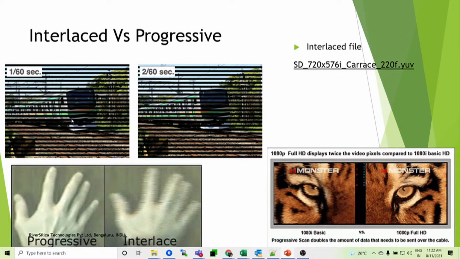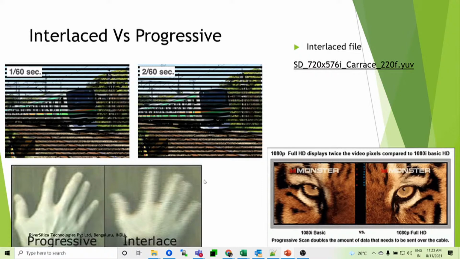Look at the train. At one time one set of lines is captured, at another time another set of lines is captured, and in between it will look like a combing kind of thing. Once you attach everything together, you will see a combing artifact in an interlaced image. But nowadays we have progressive cameras, so you capture the image properly, which is called progressive. If somebody says interlaced image or interlaced video, it is old video. If somebody says it is progressive, then it is the latest video.